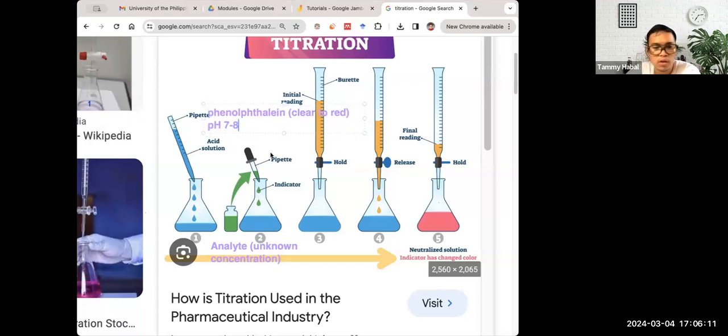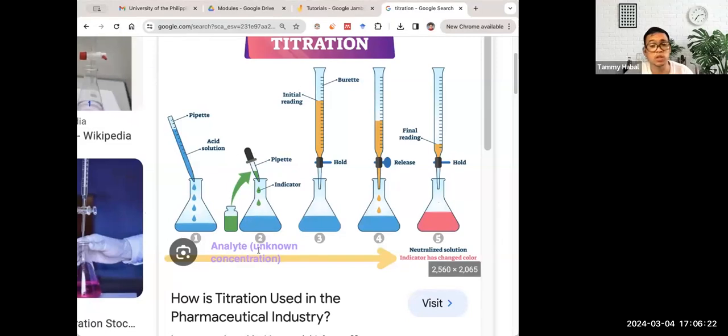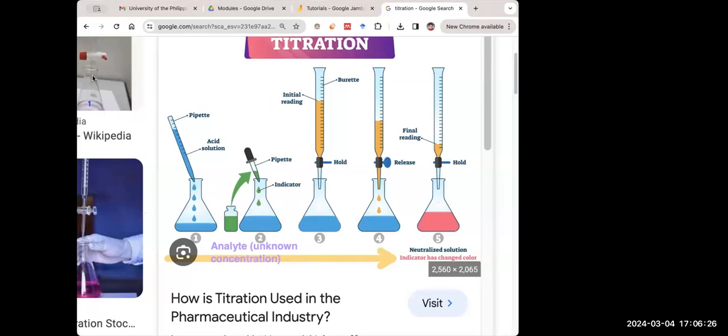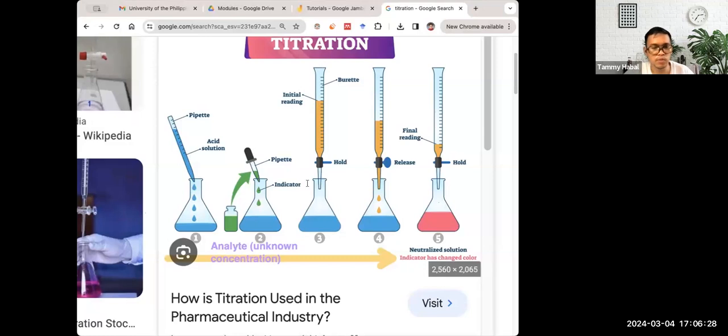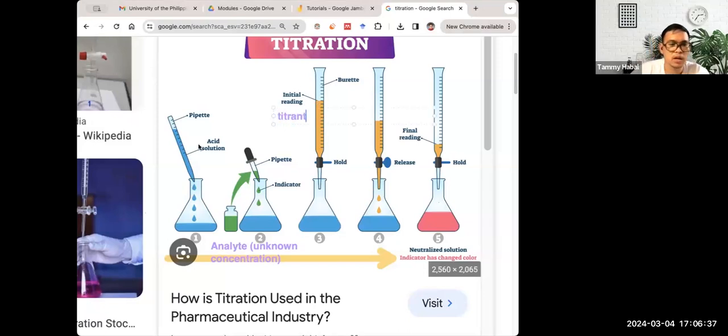As you can see, let's say the green one is phenolphthalein, but in real life, phenolphthalein is colorless. In this case, you put an indicator here, and the solution doesn't change its color. So this is your burette, the one with the knob. The knob is closed. And you put the titrant.